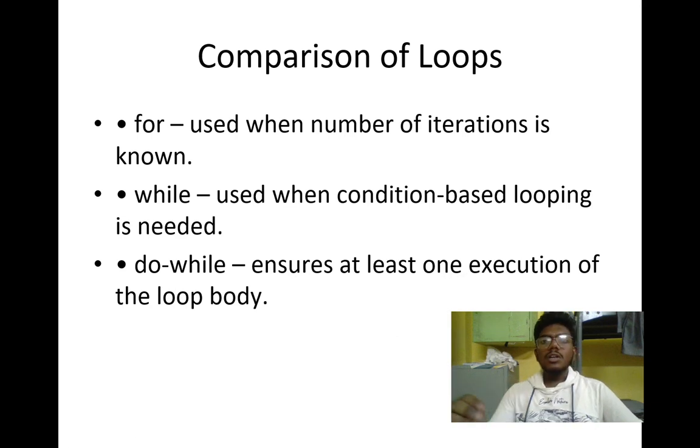Now a comparison of loops: for, while, do while. Use for when the number of iterations is known. Use while when condition-based looping is needed. Do while ensures at least one execution of the loop body.